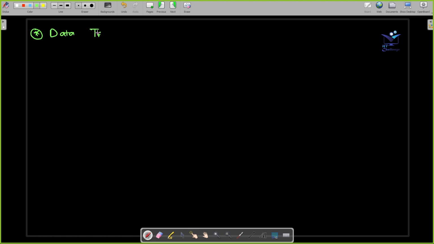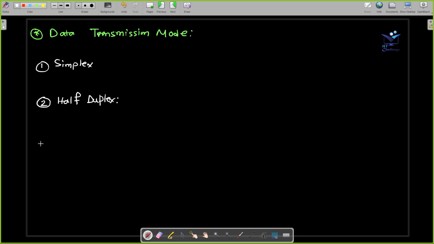So now the topic is data transmission mode. What is the data transmission mode? Actually there are 3 types of data transmission mode. The first one is simplex mode, the second one is half duplex, and the third one is full duplex. So we have 3 kinds of data transmission mode.